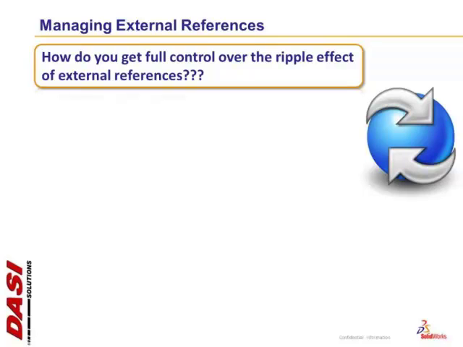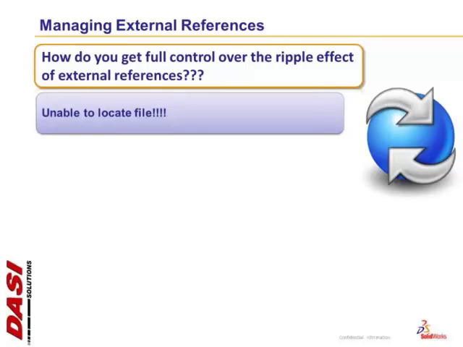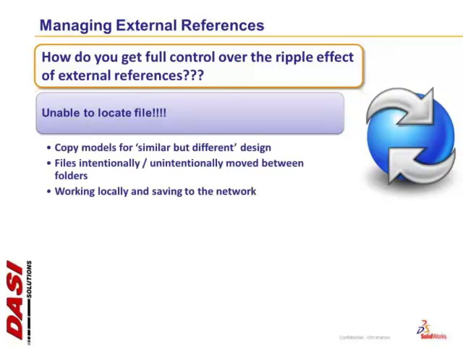So it's really difficult on the surface level to just look at a series of files in a folder and know that by changing one, what is that going to do to the rest of the files that you have? You'll open an assembly. Maybe somebody went into Windows Explorer and moved a file, so you'll eventually get the unable to locate file window. You know, copying models for similar or different designs, we see a lot of this as a band-aid for trying to do what we call Windows data management.